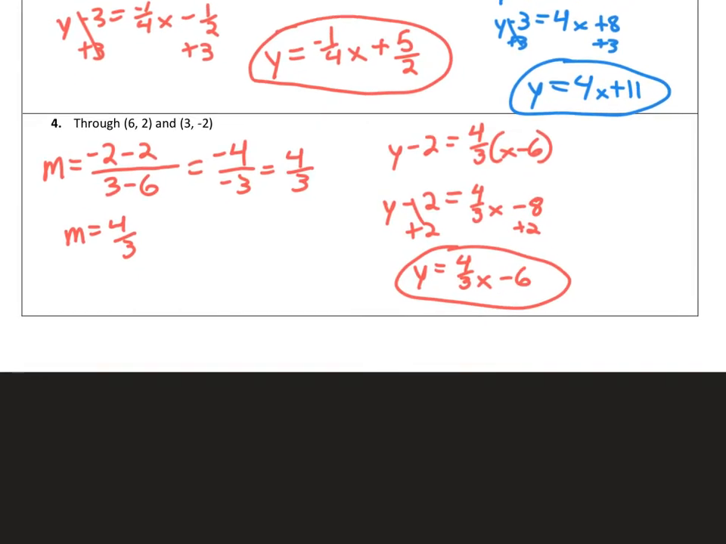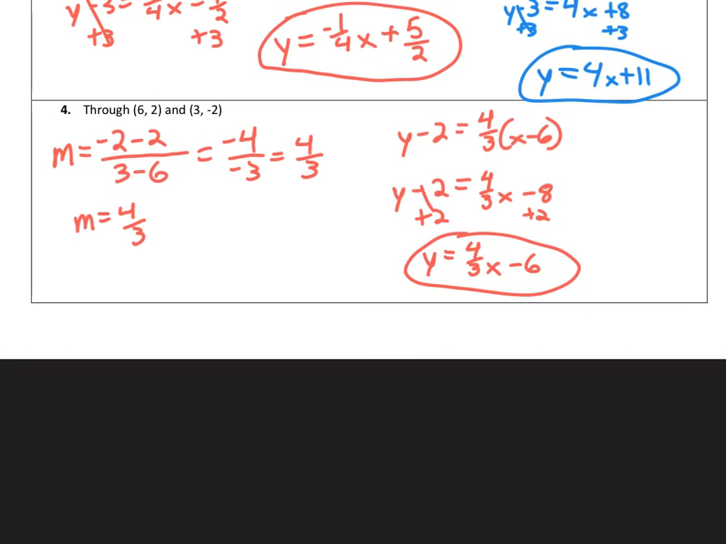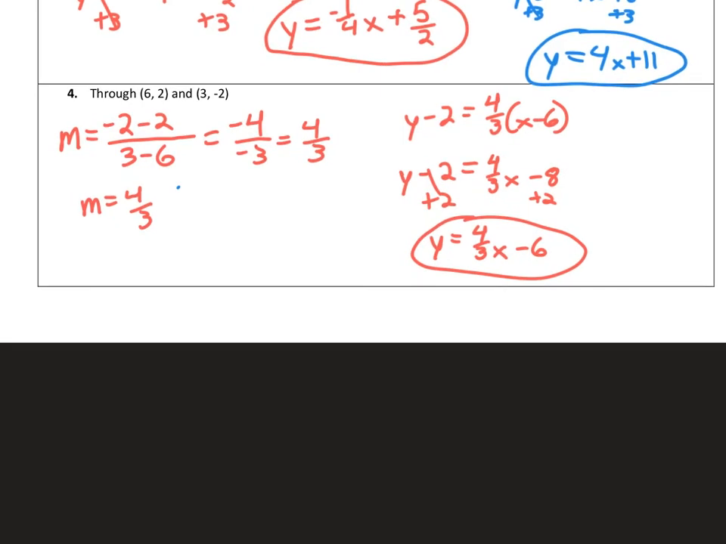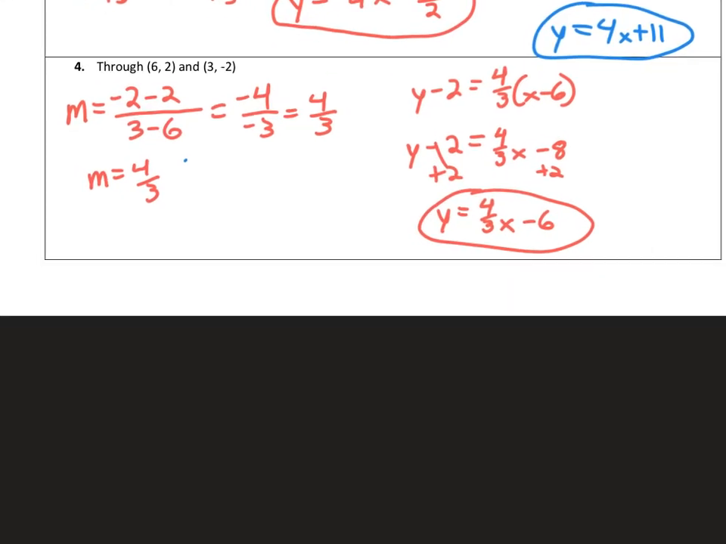And then the last example here, the line that goes through these 2 points. We would have to find the slope first, which I did. I found it was positive 4/3. And then I used that and the point to write it in point-slope form and then convert it to slope-intercept form. So I would say you guys are probably ready for the next step in this lesson.